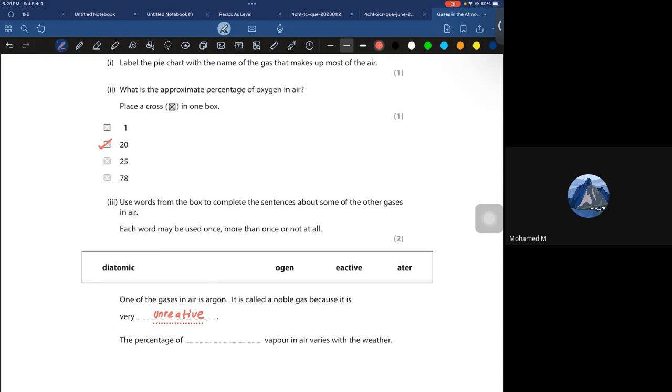The percentage of water vapor in the air varies with weather. Sir, the next one's water vapor. Exactly. Water vapor.